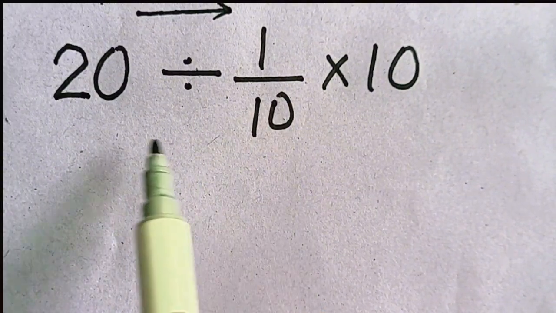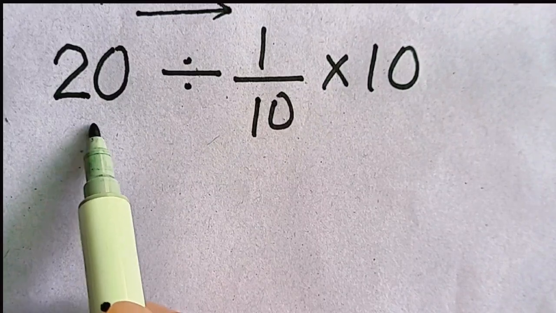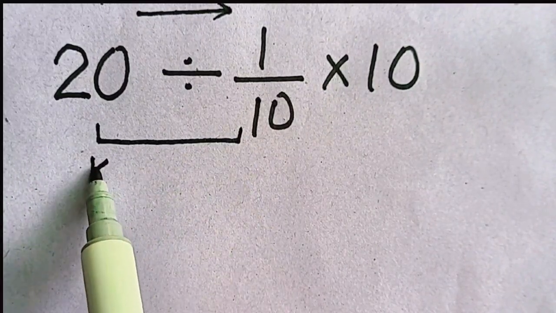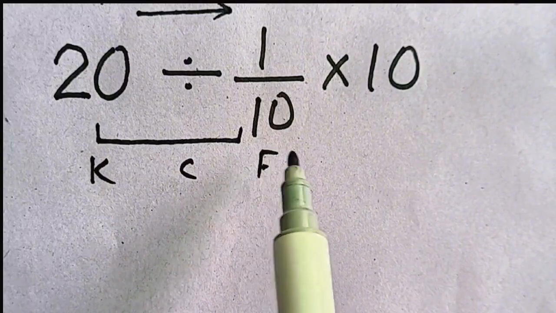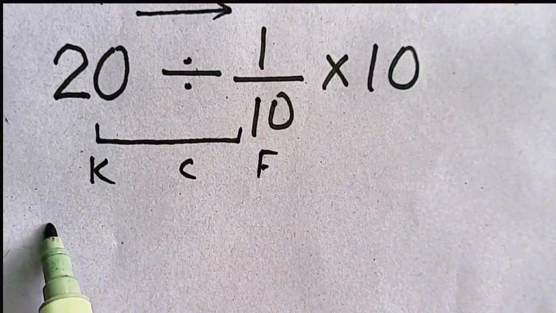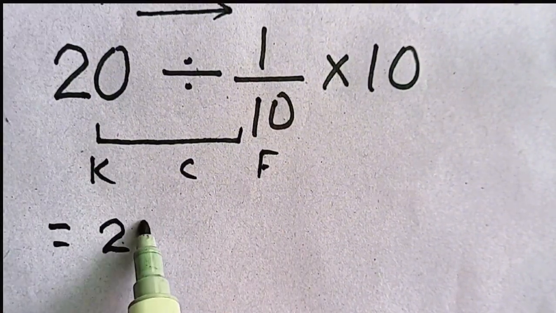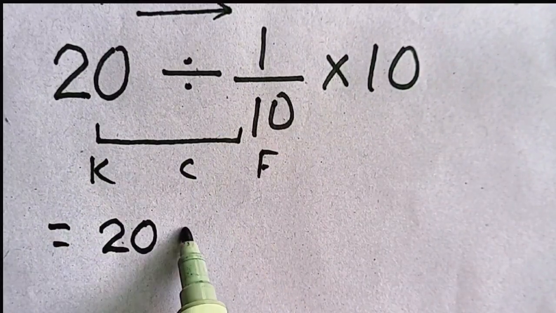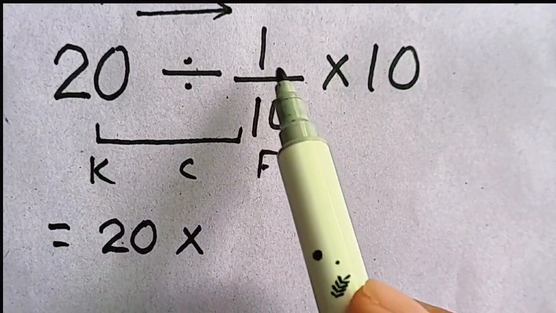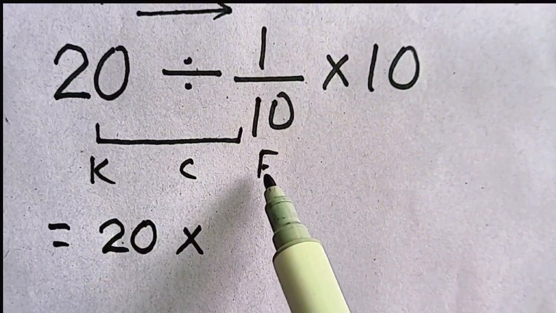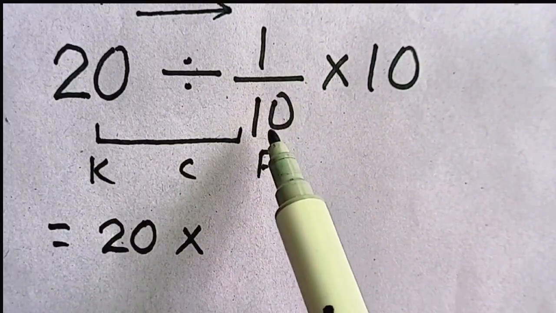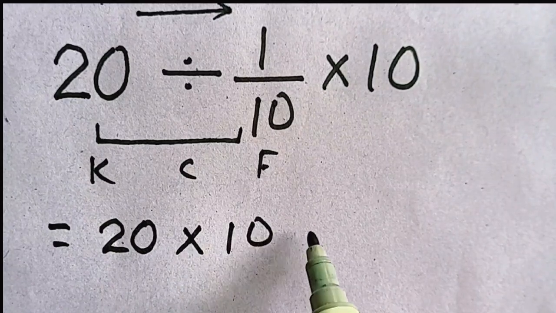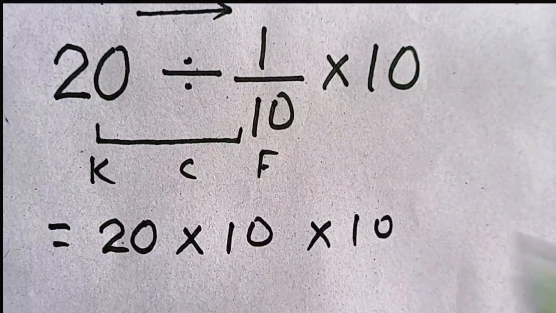Here we will apply the KCF rule, and you should be familiar with KCF. K means keep it, so 20 will remain unchanged. C means change, division is changed into multiplication, and F means flip, so 1 by 10 is flipped over, and it will become 10 multiplied by 10.